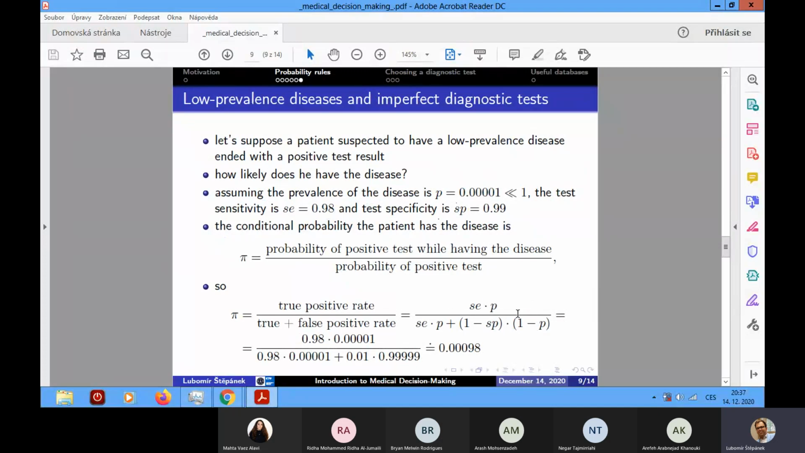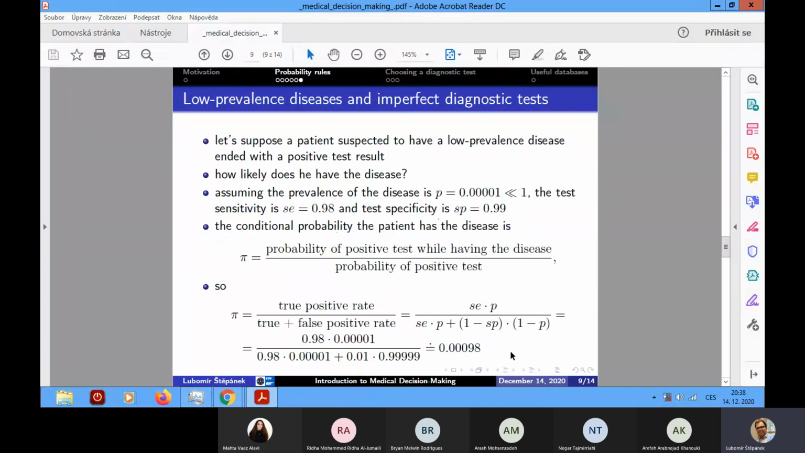So if I replace these symbols by numbers, S stands for 0.98, prevalence is 1 over 100,000, and this is in the numerator, and the same is here. 1 minus specificity is 1 minus 0.99, so it's 0.01, and finally the prevalence is 0.0001, and 1 minus prevalence is 0.99999, almost 1. If we calculate this, we are going to get this probability.